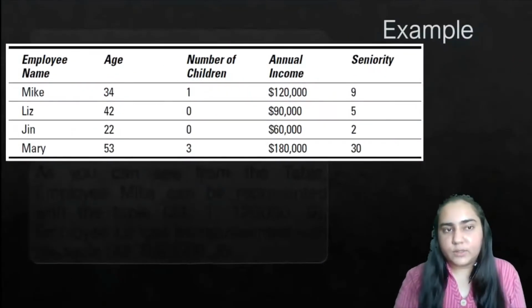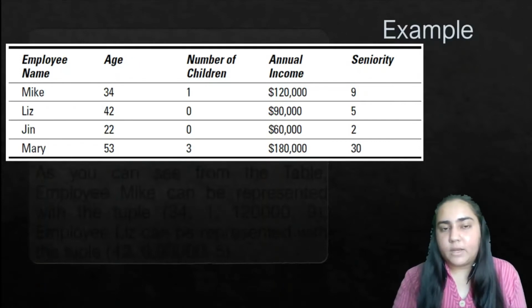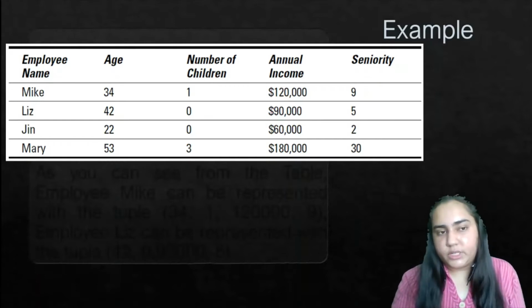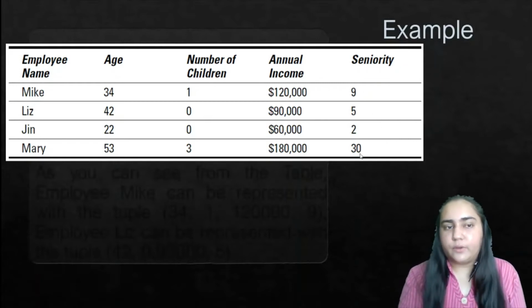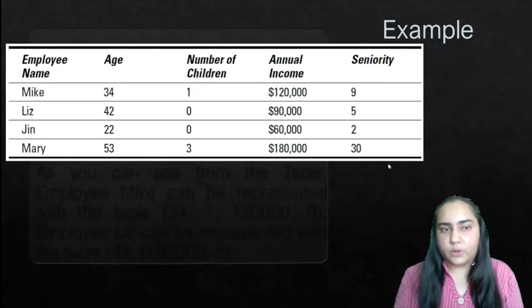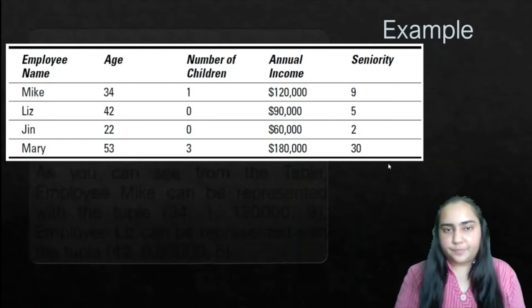Now, this is what it looks like. You have the employee name. There are 4: Mike, Liz, Jin, and Mary. Age is given: 34, 42, 22, 53. Number of children, their annual income, and their seniority is given as well. Of course, we can say that the higher the number over here, the higher the seniority.